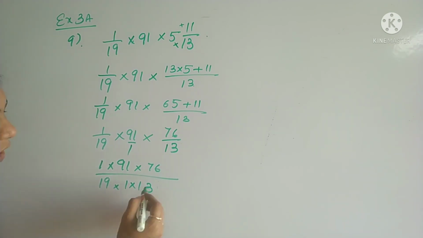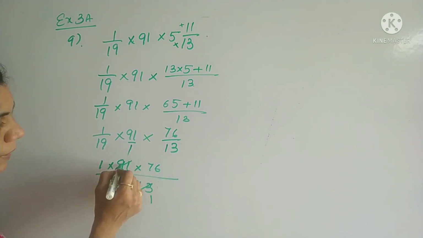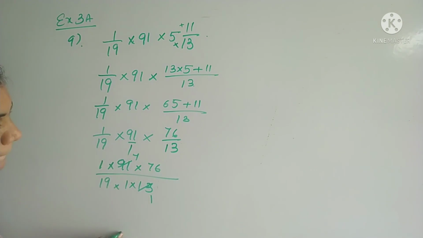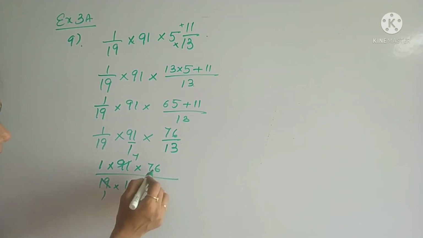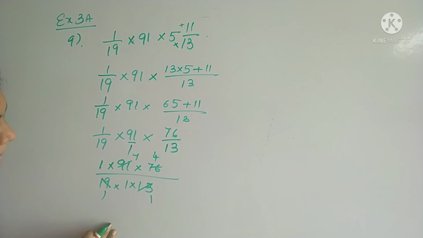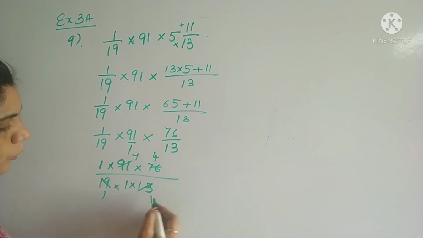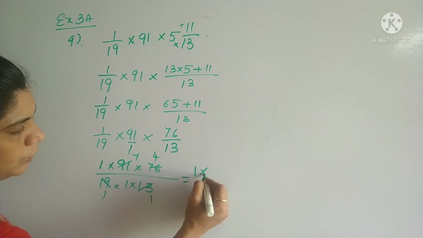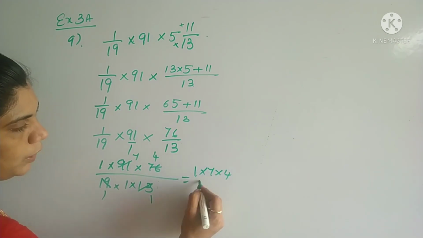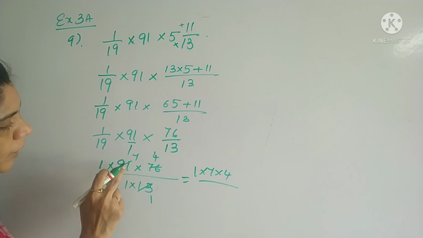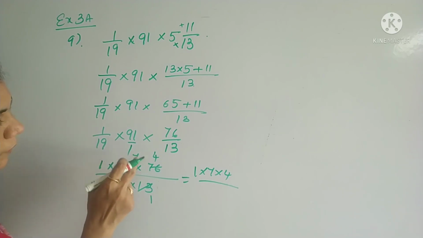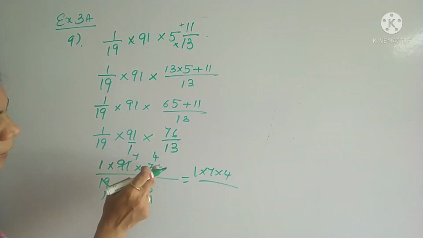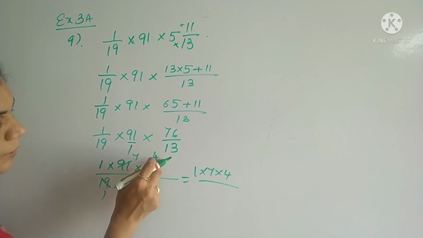Now observe the 13 table, 13 one time, 13 7 times. Okay, 19 once, 19 4 times. Now any you can do here? No, you can't do anything. Furthermore, you can't do. Now see, 1 into 7 into 4. The remaining terms. The one I have not cancelled, 91 I have cancelled with the 13 table, that is 7 times, and with the 19 table I have done here 4.